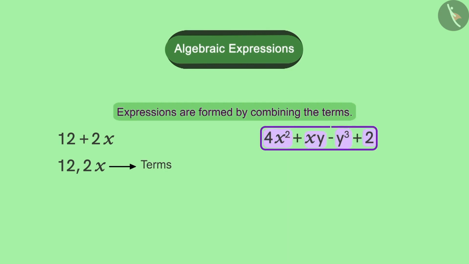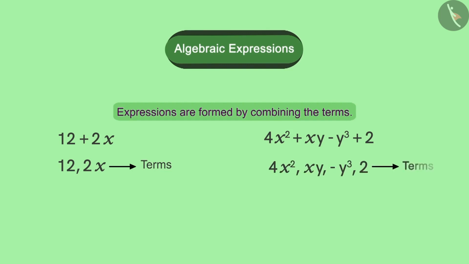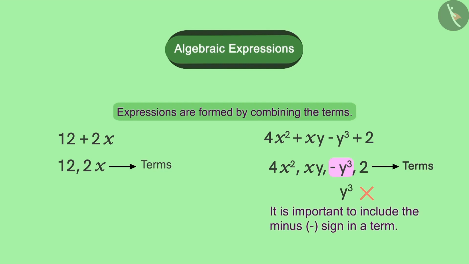This expression is formed by the combination of four terms: 4x square, xy, minus y cube, and 2. We see that the third term is minus y cube and not just y cube. We studied in our last session that it is necessary to include a minus sign in a term.